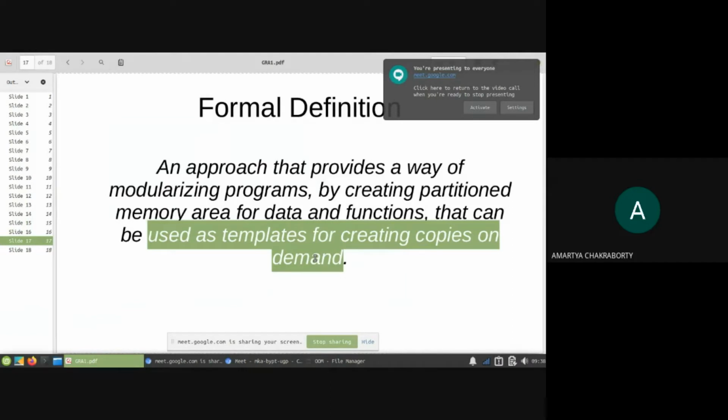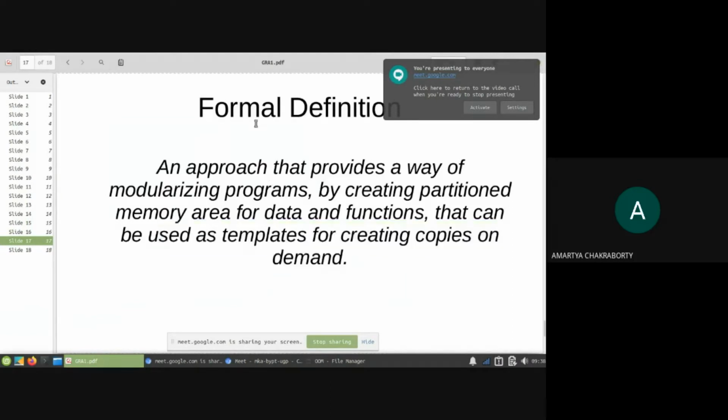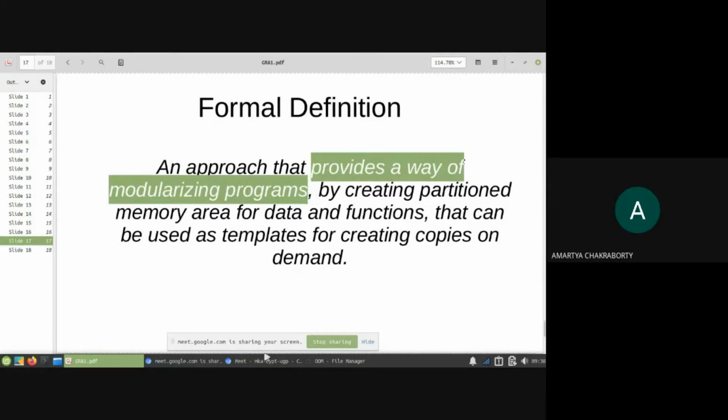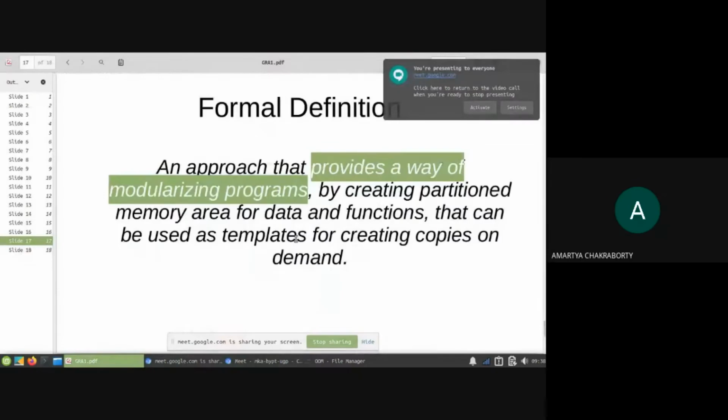So again, let's take a look at the formal definition, because you're supposed to write this in any examination, so it is crucial that you understand what it says. We will break it out into four parts. The first part is that object-oriented programming is an approach, and that's all. The second is that this approach provides us with a way of modularizing programs. This we have already understood.